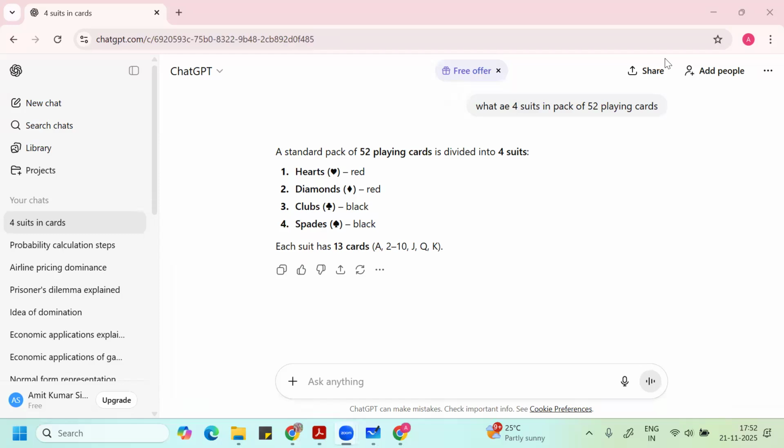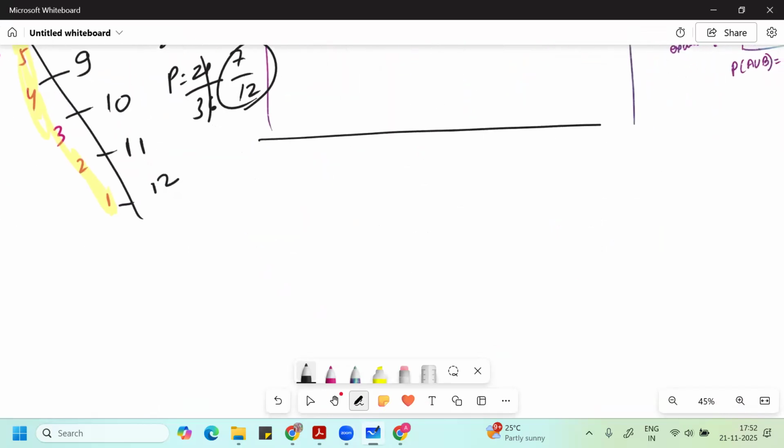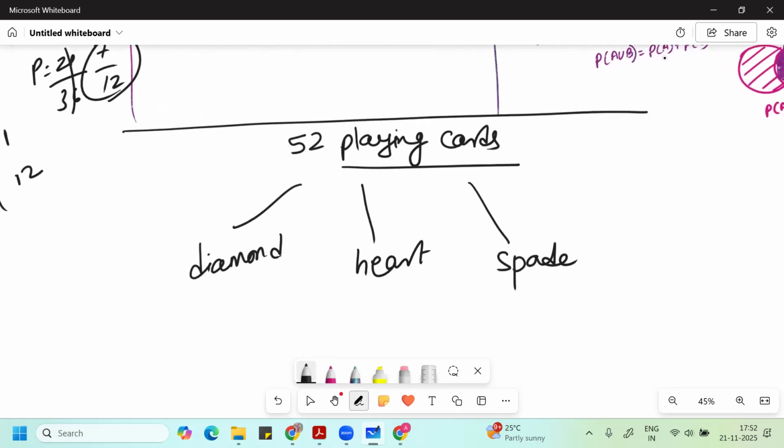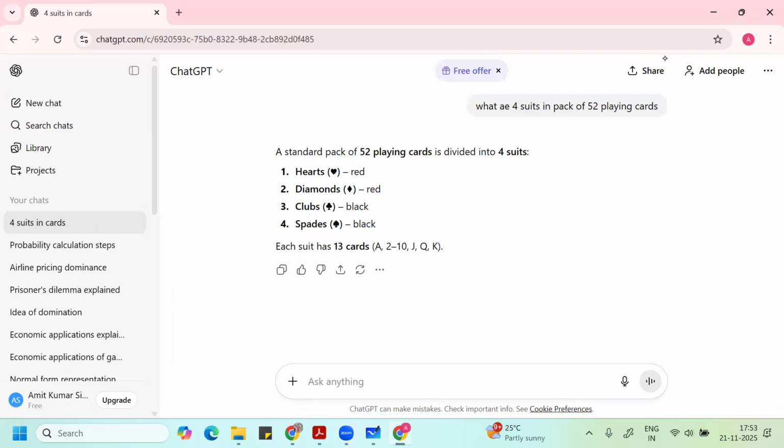When I'm talking about a pack of 52 playing cards, I have four suits. I have diamond, heart, spade, and club. They are either black or red in color. Diamond and heart are red in color. Spade and club are of black in color.